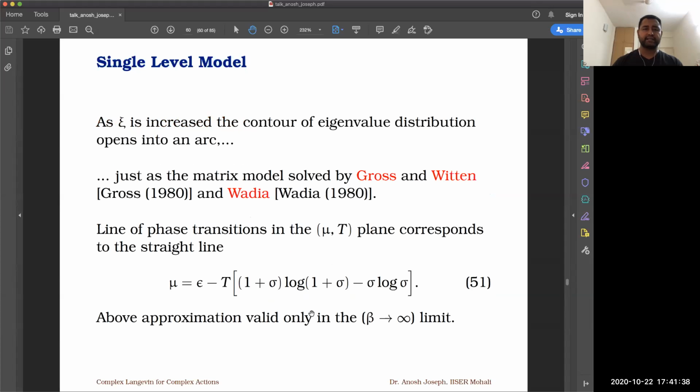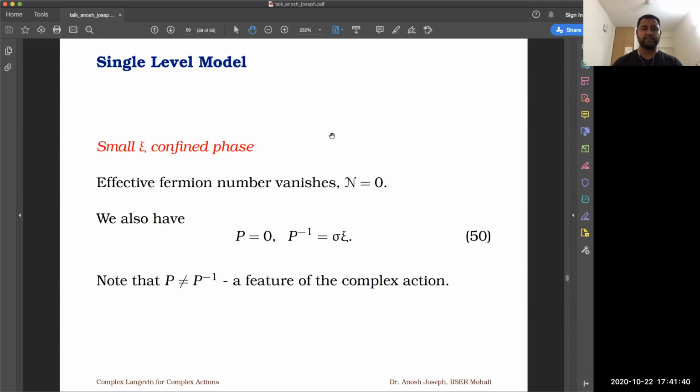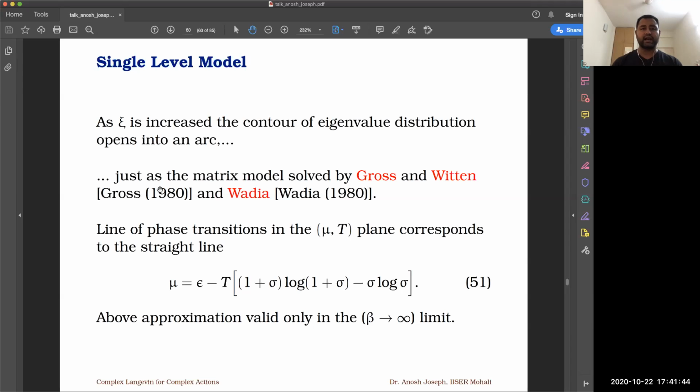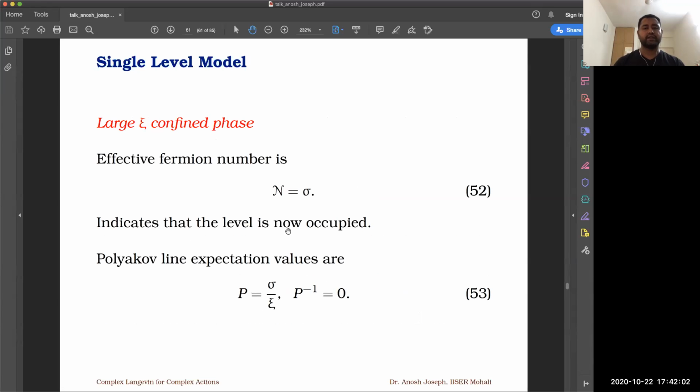So there is theory behind this, and these are the values that should happen. For small psi, there is a confined phase. Then this matrix model undergoes the Gross-Witten-Wadia transition. So there is a third order phase transition in this model, and we can show that. There is a line of phase transition on the mu-T plane, which is approximated by this value at low temperature.